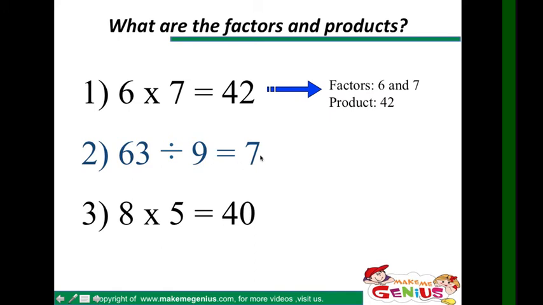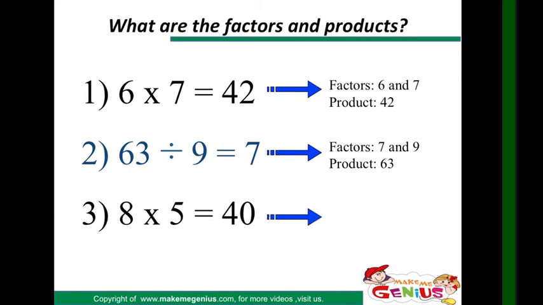So, kapag kinuha ko yung product ng 7 tsaka 9, ang makukuha ko ay 63. Then, yung 9 at ang 7 ay mga factors ng 63. So, we have 7 and 9, the product is 63. And 8 times 5, 5 and 8, the product is 40.